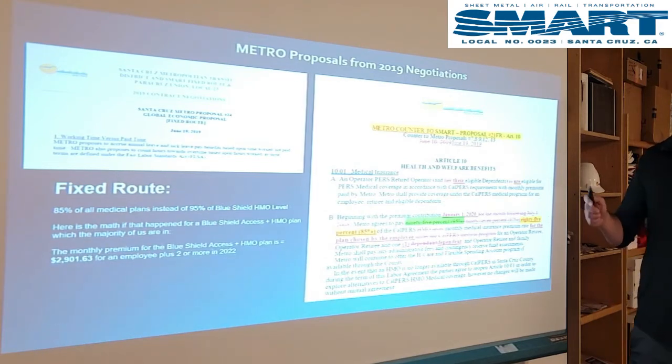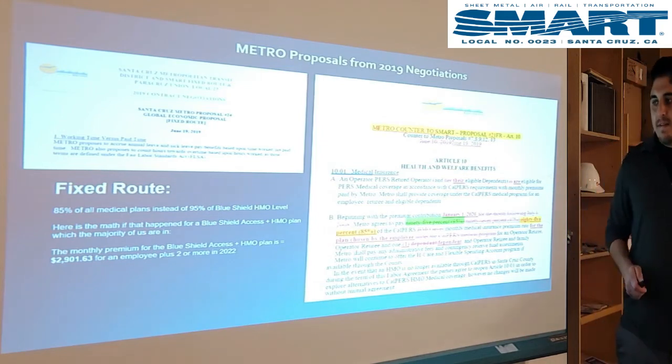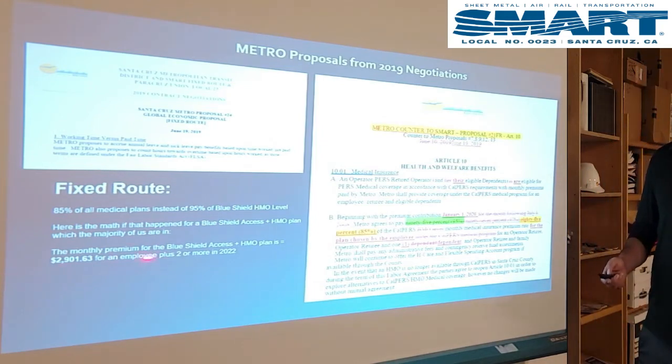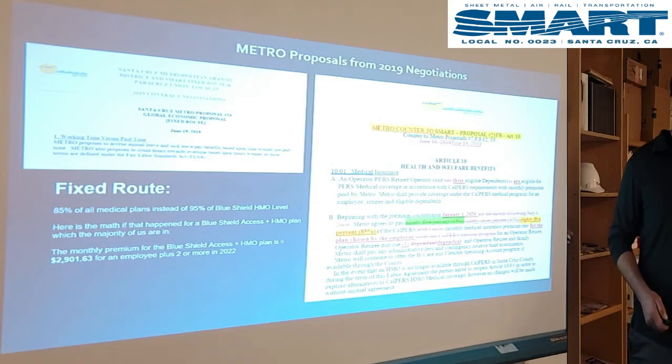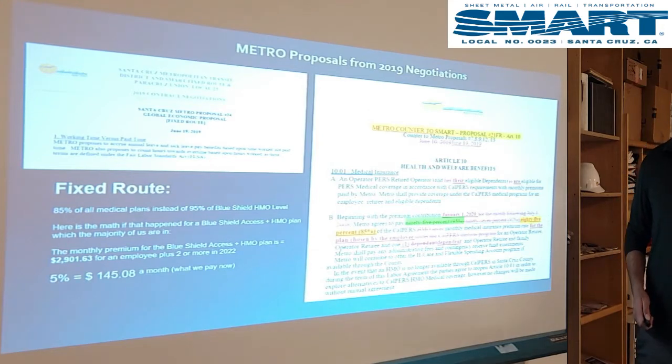So the majority of us are in the Blue Shield HMO plan. And the monthly premium for the Blue Shield Access Plus HMO plan is $2,901.63 for an employee plus 2 or more in 2022. We pay 5% of that, right? So that's $145.08. That's what we pay monthly right now for that plan.